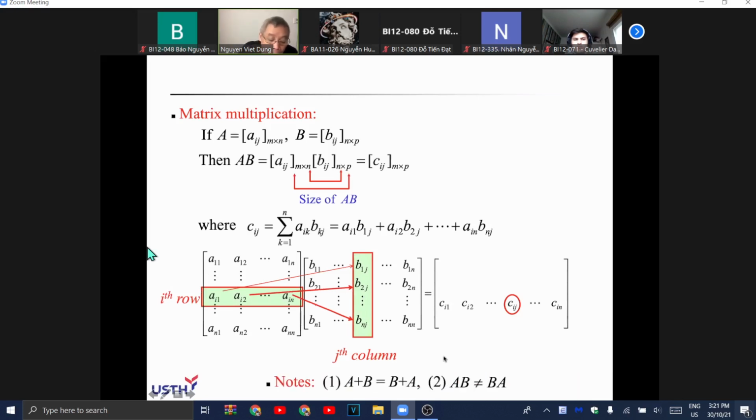Before going further, I would like to tell you, for the addition of matrices, you can verify that A plus B equals B plus A. But for matrix multiplication, in general, we don't have that. It means in general AB is different from BA. We are going to see it later.